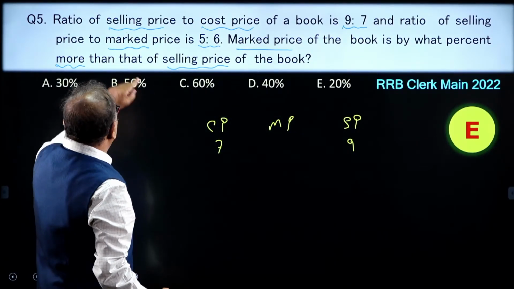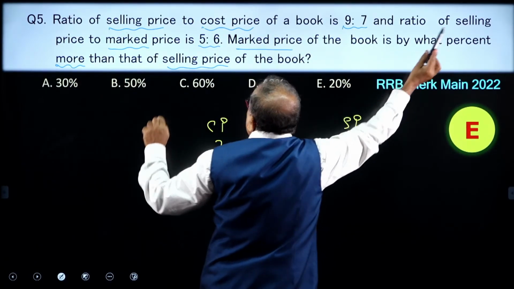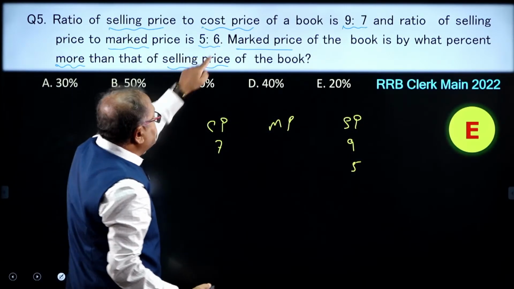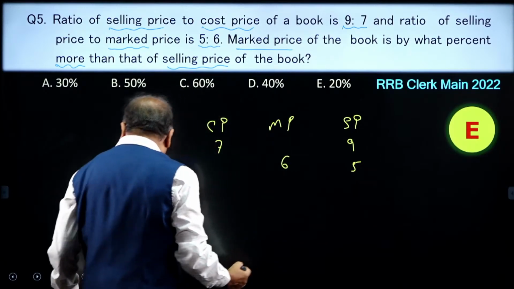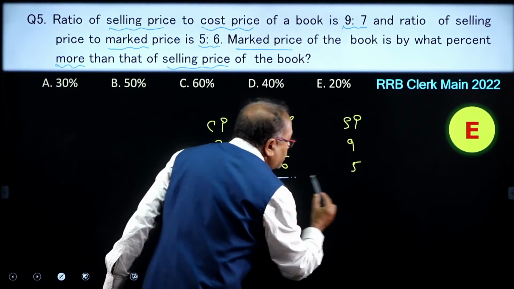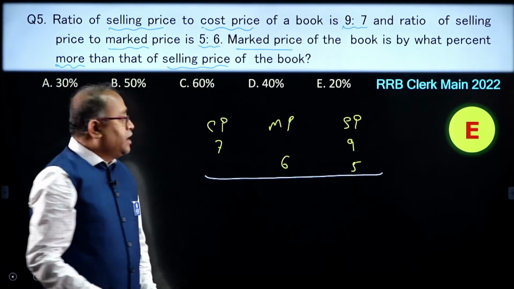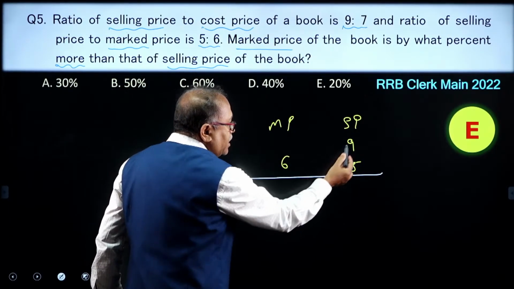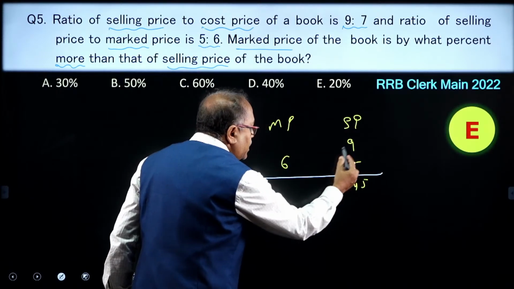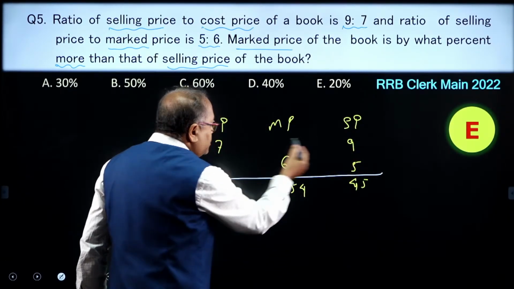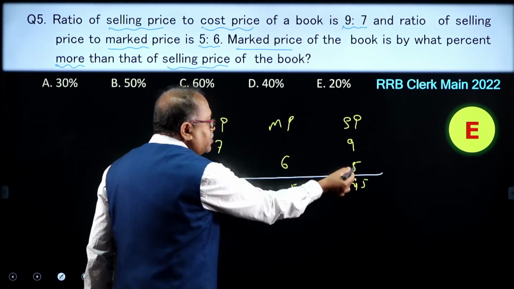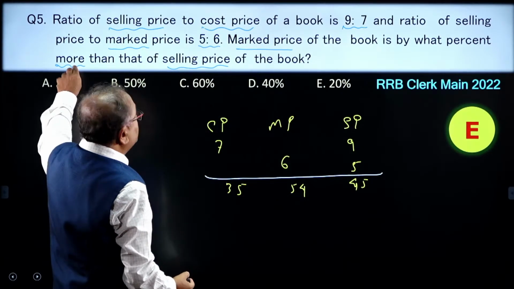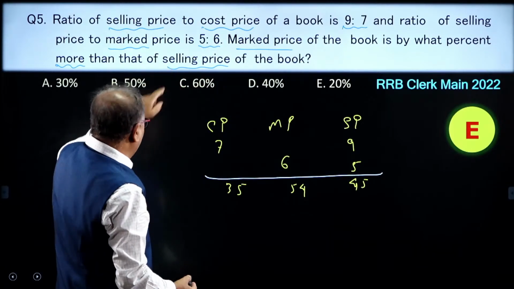And another ratio is there. If the selling price is 5, then the mark price is 6. And I am sure you know how to find the continued ratio. Multiply both the ratio by 9: 9 times 5 is 45, and 9 times 6 is 54. Multiply these terms by 5: 5 times 9 is 45, 5 times 7 is 35.